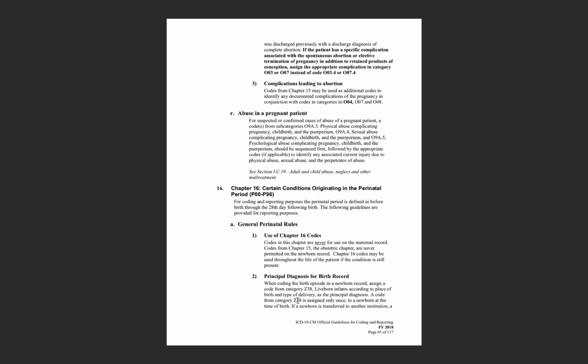If the patient has a specific complication associated with a spontaneous abortion or elective termination of pregnancy, in addition to retained products of conception, assign the appropriate complication in category O03 or O07 instead of code O03.4 or O07.4. Complications leading to abortion. Codes from Chapter 15 may be used as an additional code to identify the documented complication of the pregnancy in conjunction with the codes in category O04, O07, and O08.